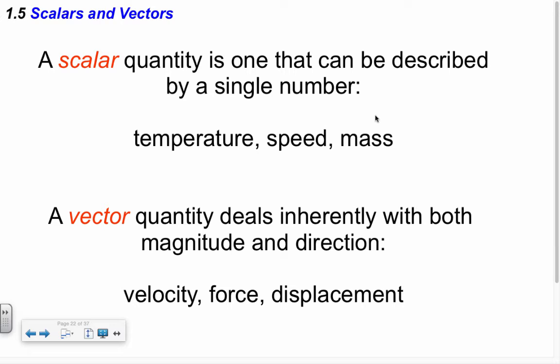Hi everyone, today we're going to talk about scalars and vectors, and this is an incredibly important part of physics because we classify all of our information into one of these two categories. A scalar, S-C-A-L-A-R, is one that can be described by a single number. A scalar only has magnitude.